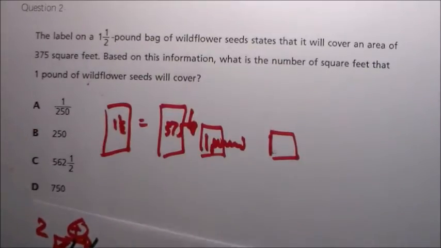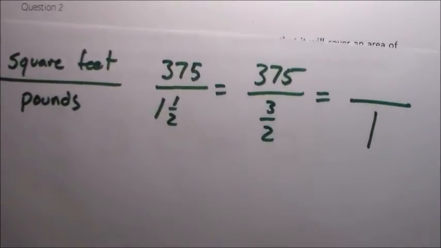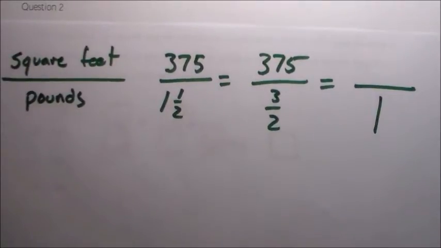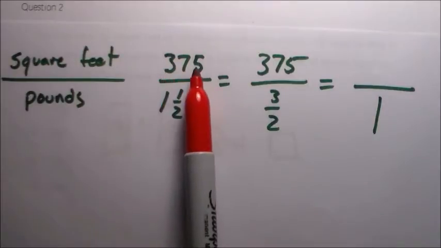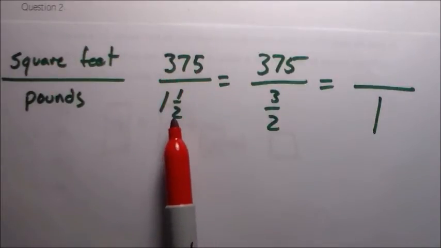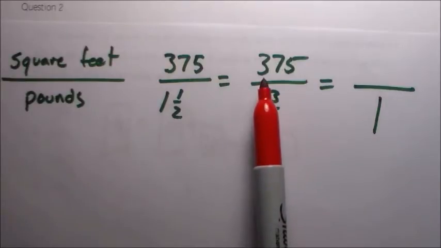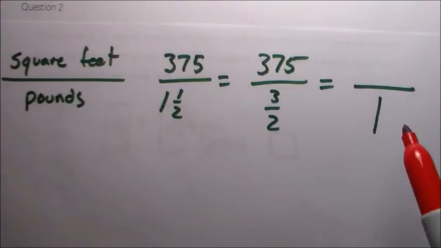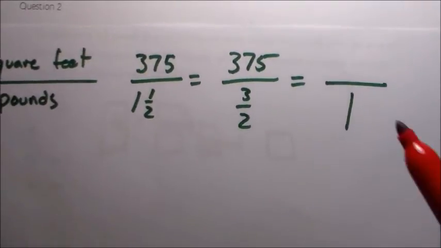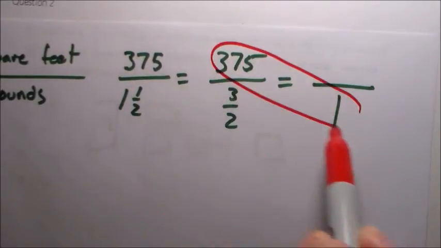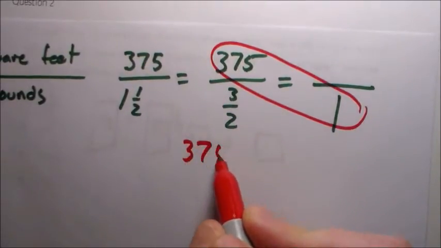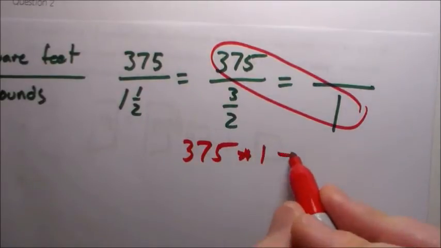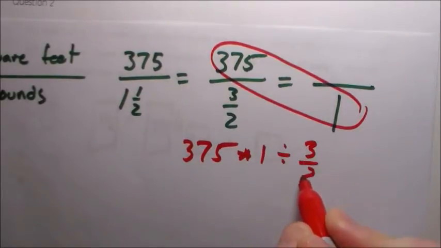All right, so let's plug that in. Square feet per pound. You have 375 square feet for 1 1/2 pounds, which is the same as 375 square feet for 3 over 2 pounds. So how many square feet are you going to get per 1 pound? Because that's what the question's asking. Let's use our cross multiplication skills again. We have 375 times 1 divided by 3 over 2.